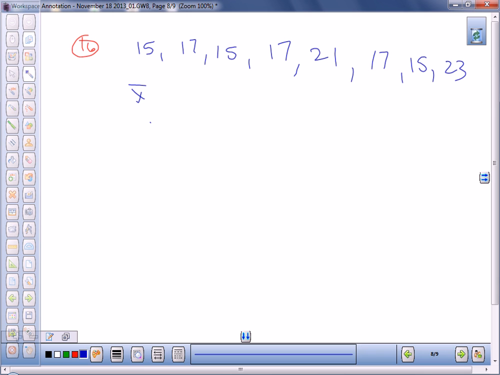Hit data. And it probably puts you in L1. But arrow over to L2. Now, we're going to make it do the absolute value of the difference between all those numbers in L1 and that mean we just found, 17.5.